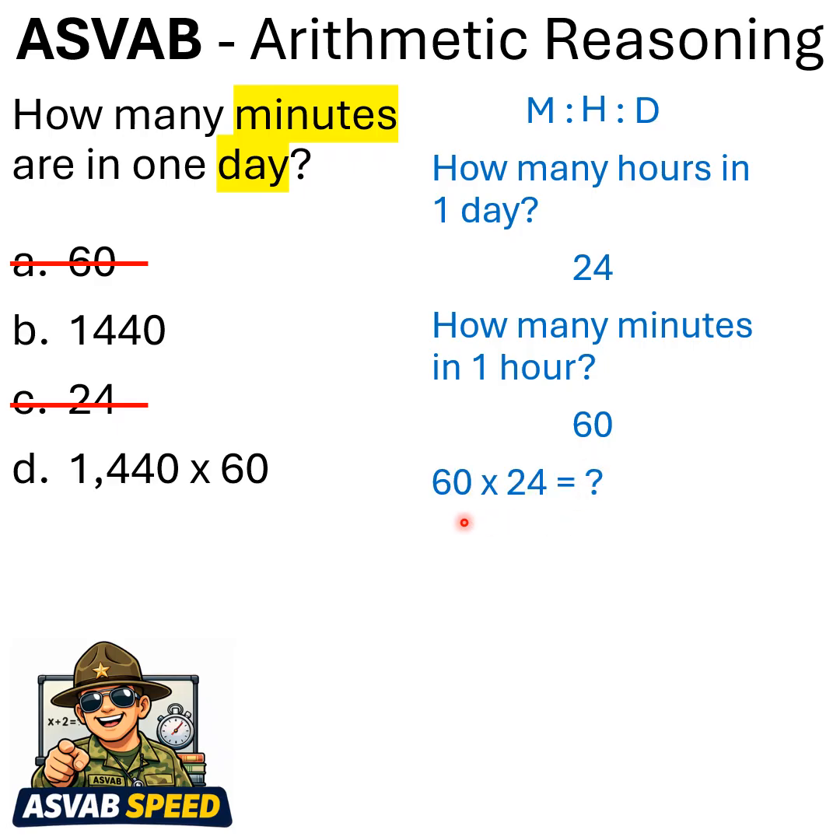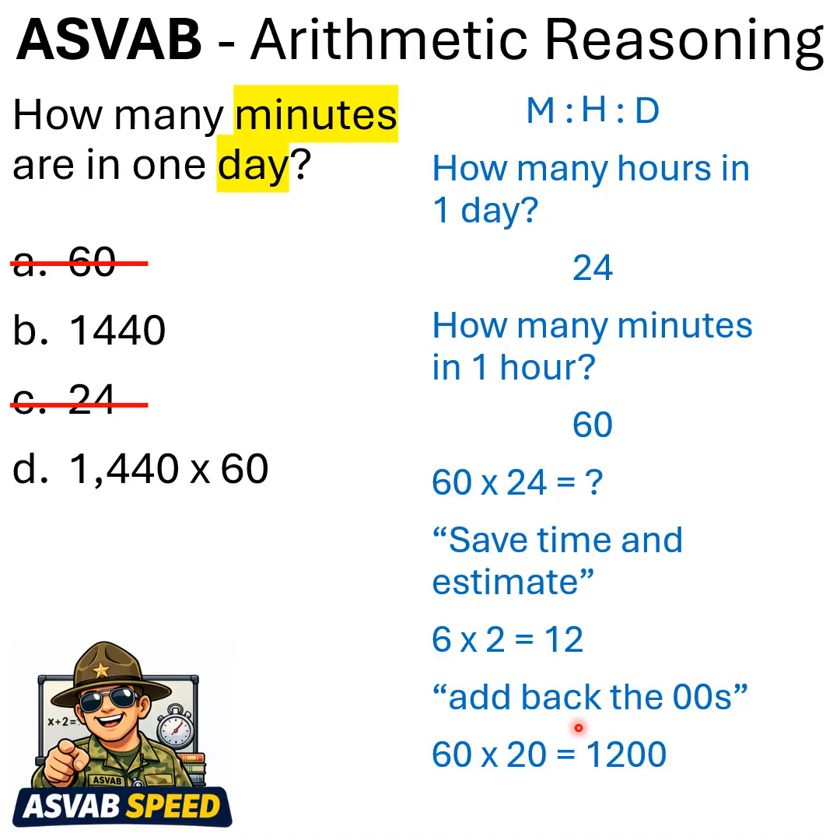60. Now let's do some math. 60 times 24. If that's difficult, let's save time and estimate. So take the tens place. 6 times 2 is 12. Add back the zeros. 60 times 20 is 1200. Let's look at our answers. The closest one is B, 1440.